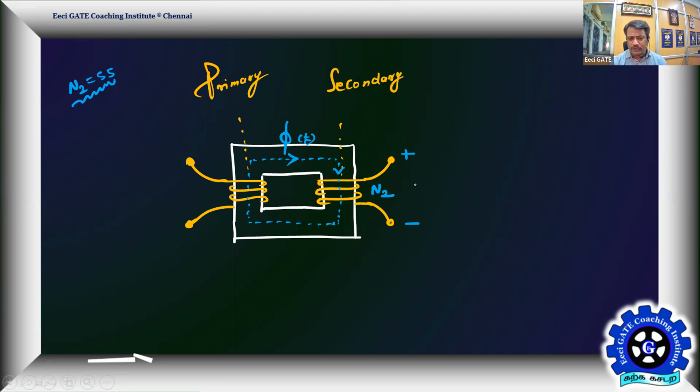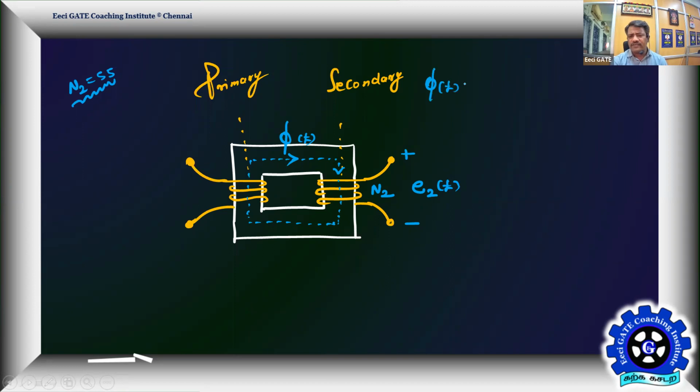So that's an induced EMF e2 of t. That's a mutually induced EMF, assuming somebody else is producing the flux in the core. The secondary is not producing the flux in the core; it is the coil which is sensing the flux. It is placed in the flux environment. That is an instantaneous flux phi of t.